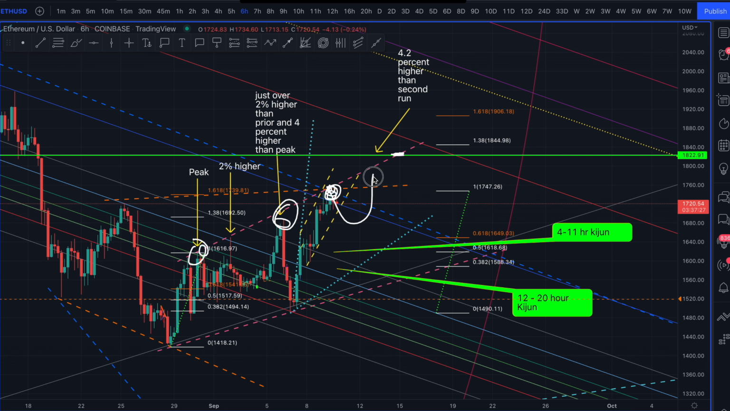So we could do something like this and cross over that green line and then come crashing back down. We may only do it in one bounce and not two bounces. It could just be something like this where we come up, hit it, and then come crashing down.